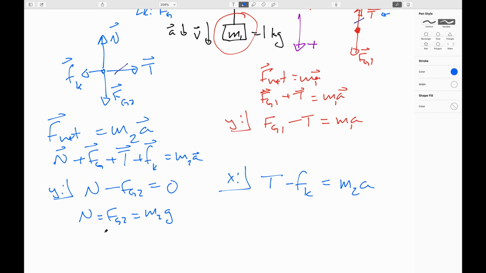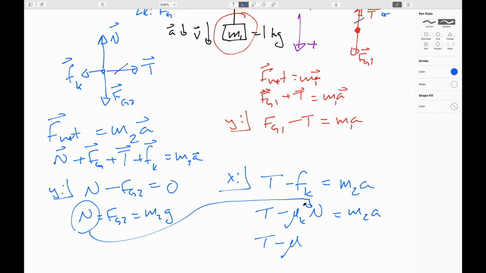And this is why I did this, to get this expression for the normal force, because when we put in our expression for the force of kinetic friction, this will be the coefficient of kinetic friction times the normal force. And so we want to be able to put in the normal force. Otherwise, you have to pause and solve for it, which isn't the end of the world.